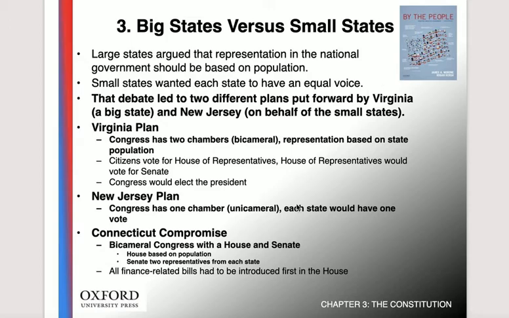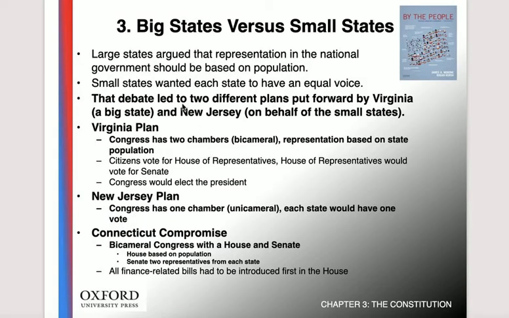So this led to a debate which will be on your first exam, and I will ask you to explain what the debate was in the Constitution regarding representation. So please pay attention to what's in bold. These are the things you need to remember and be able to tell me in your own words.